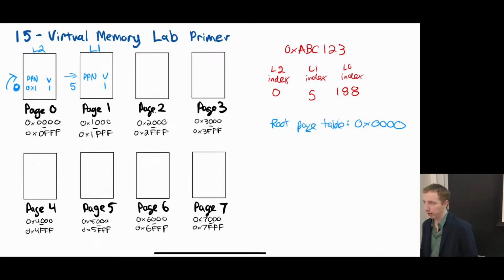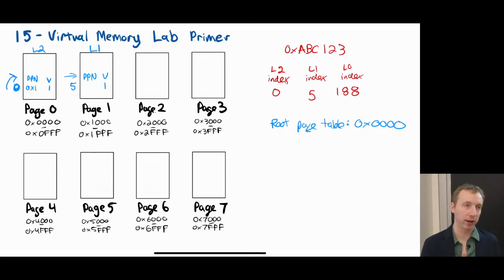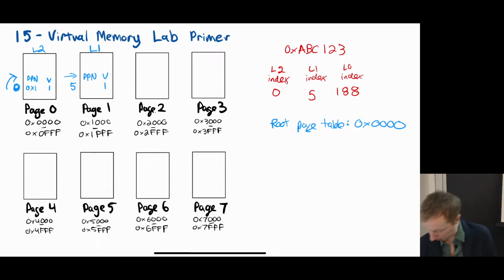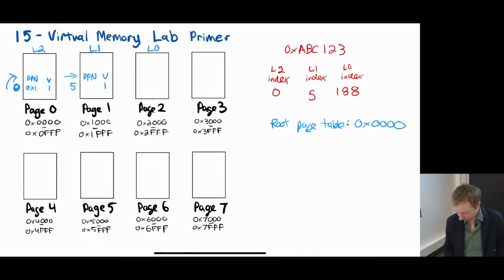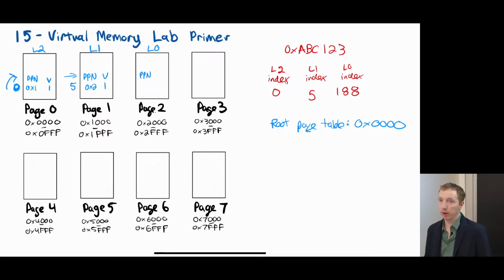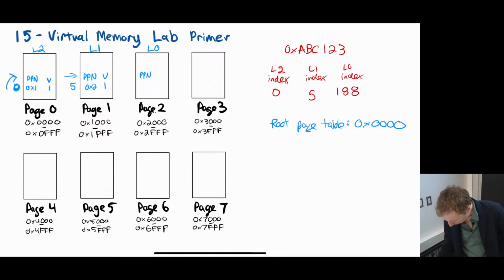And oh no, I need to go ahead and get some page so I can use it as an L0 page table. So maybe I use this one. The PPN of that is just 2. And then here in my L0, that has the final translation, right? That has what physical page I'm supposed to use for that virtual address. So maybe I use page 3 just for my variables. So I'll just say this is my data.